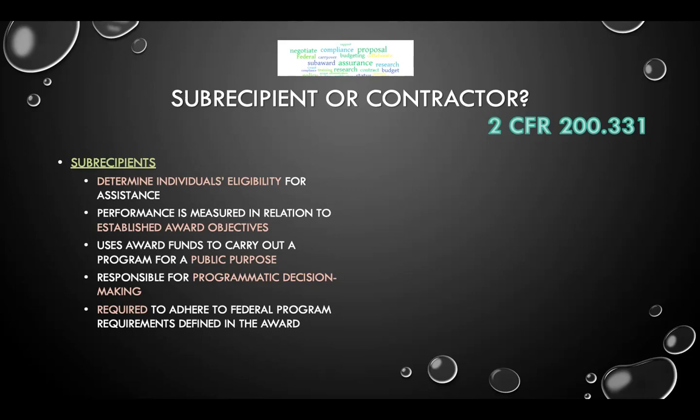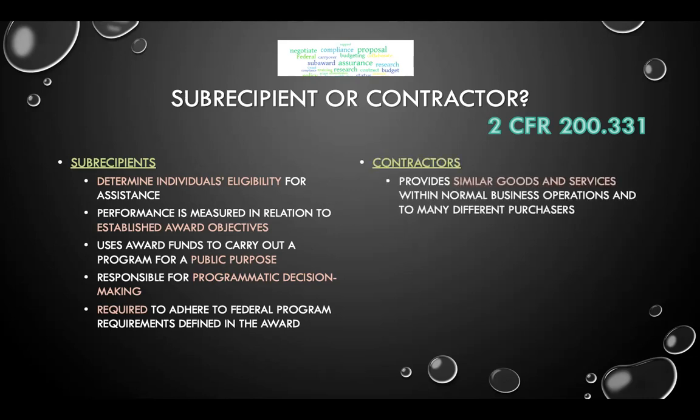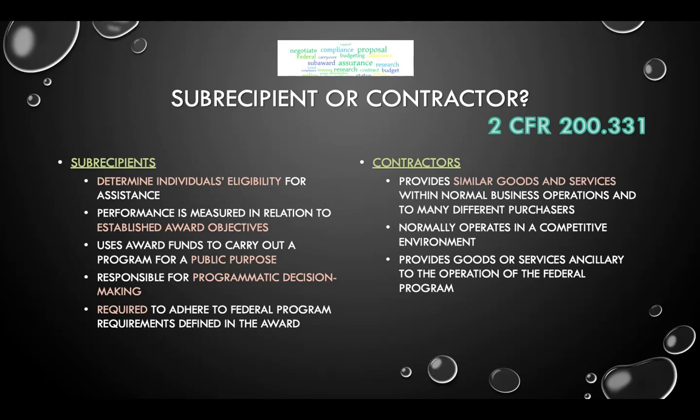Whereas with contractors, they provide similar goods and services within normal business operations to many different purchasers. They normally operate in a competitive environment. They provide goods and services ancillary to the operation of the federal program, and they are not subject to compliance requirements of the federal program.